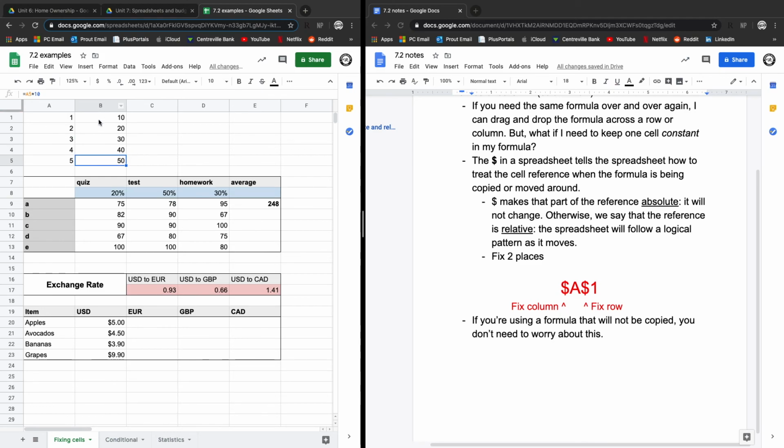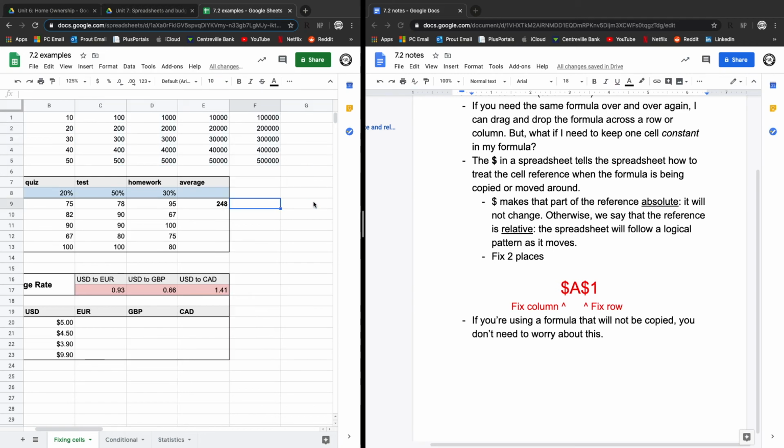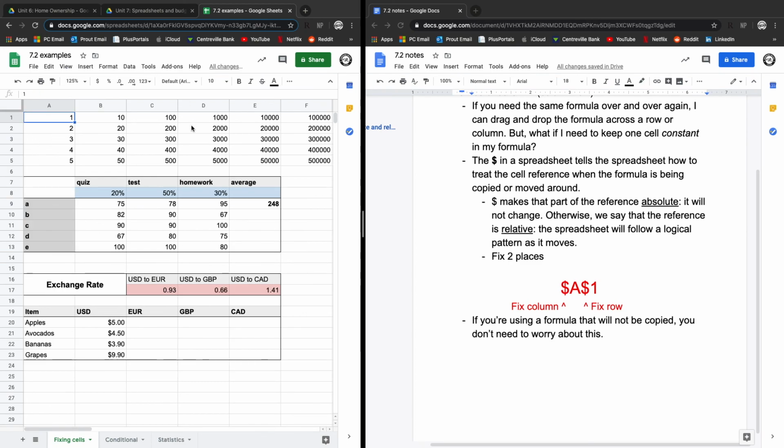No matter where I move it, even if I drag it out like this, it's going to follow the same logical pattern. It's going to take the cell to the left and multiply it by 10. It's going to keep doing that. Cell to the left and multiply it by 10, and so on. So that's a relative cell reference. It's going to say, relative in position to the cell I'm working in, this is how the formula is going to go.